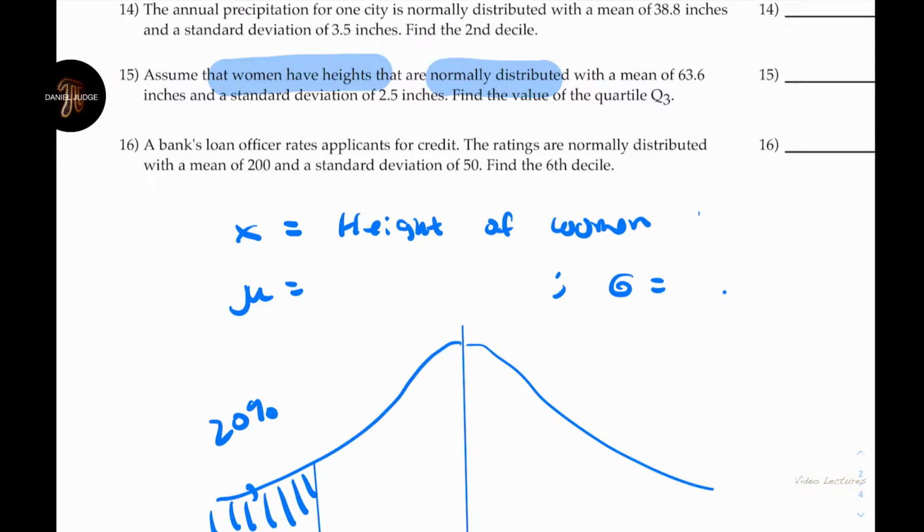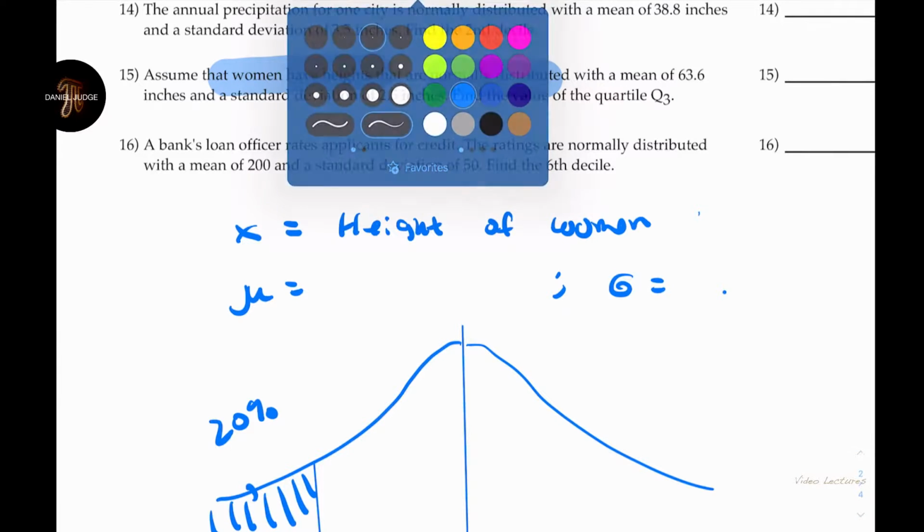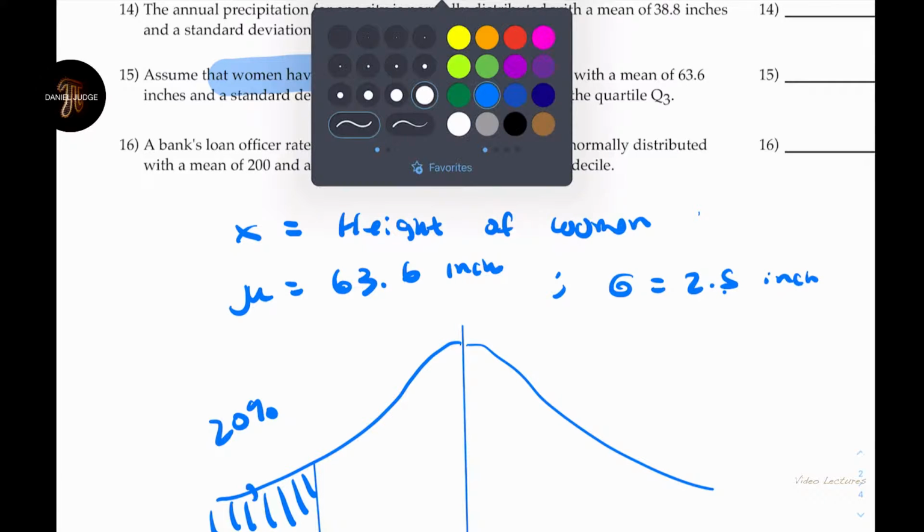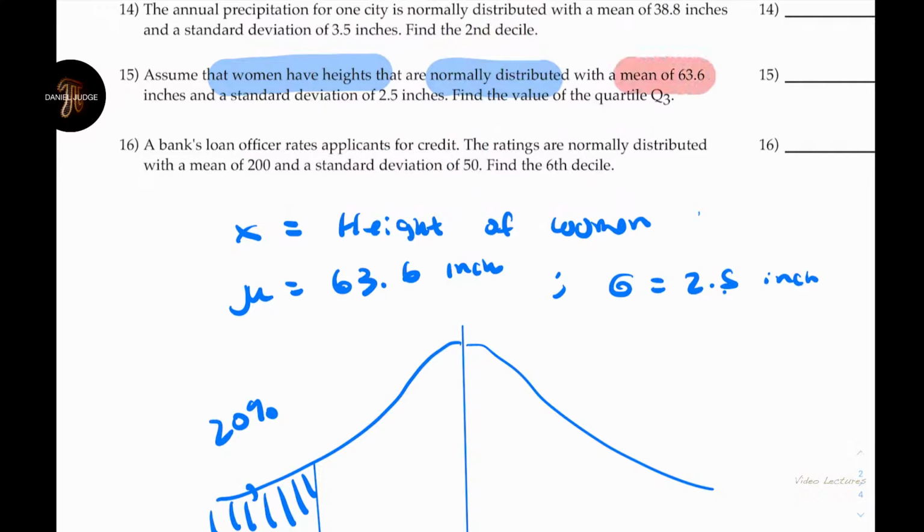And then they give you the mean in inches. The mean is 63.6 inches. Not percent, that's inches. Standard deviation is 2.5 inches. Interesting. For men, by the way, the standard deviation is 2.9 inches. So that means the height of women is more consistent. Women have more consistent height.